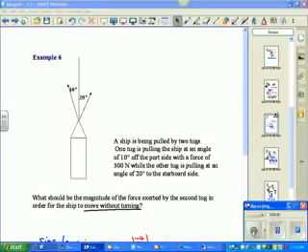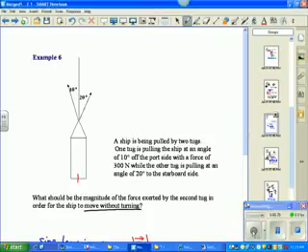Okay, in example 6, we have another tugboat problem. However, it's a little different. This time the two tugs are pulling at different angles. One tug is pulling at a 10-degree angle with the horizontal, and it has a force of 300 newtons, and the other tug is pulling at a 20-degree angle. The question we're asked is, we want the ship to move exactly straight forward.